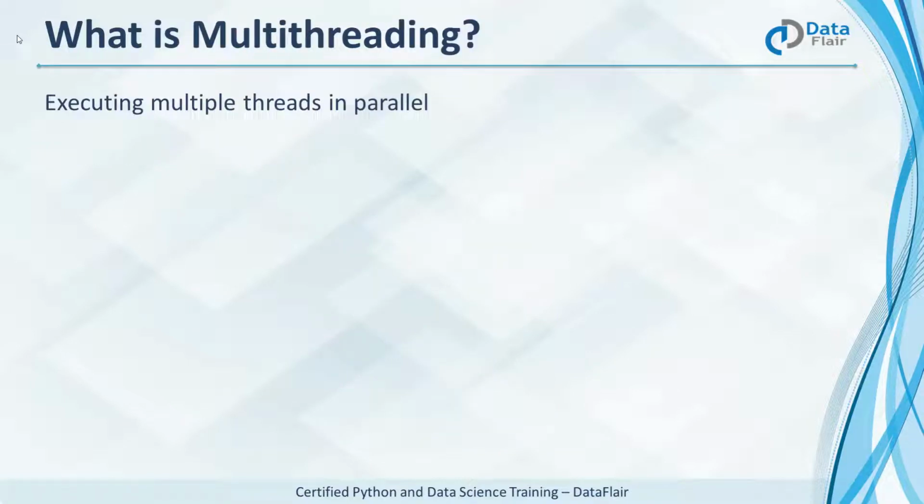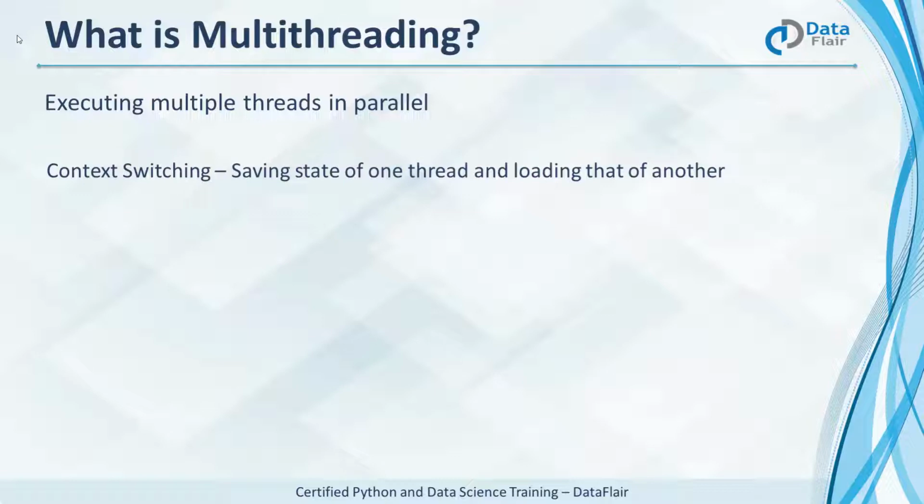Multi-threading is the ability of a process to execute multiple threads in parallel. Each thread holds its own register set and local variables, and all threads share global variables and the program code. It looks as if multiple threads are running simultaneously, but it isn't. This illusion is created with the help of context switching.